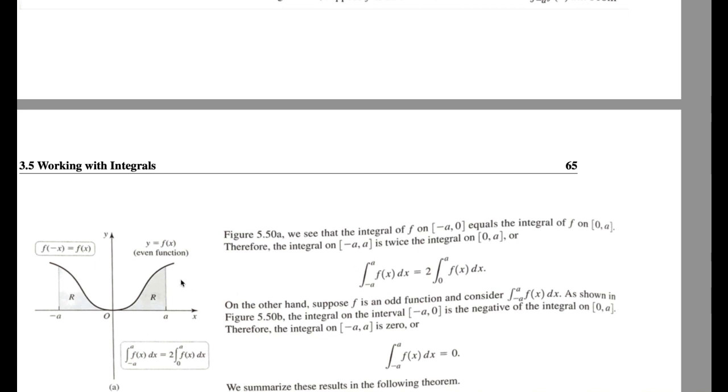If we have an even function, that is one which is symmetrical to the y-axis, then the area between minus a and a is twice the area between 0 and a. Often, evaluating the antiderivative at x equals 0 is very simple, so life gets a little bit easier for you.